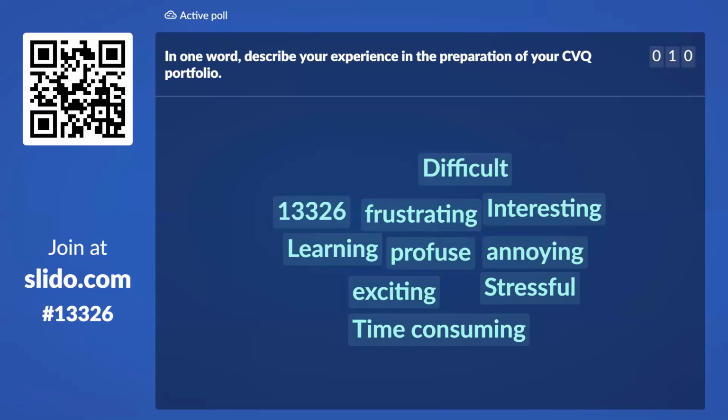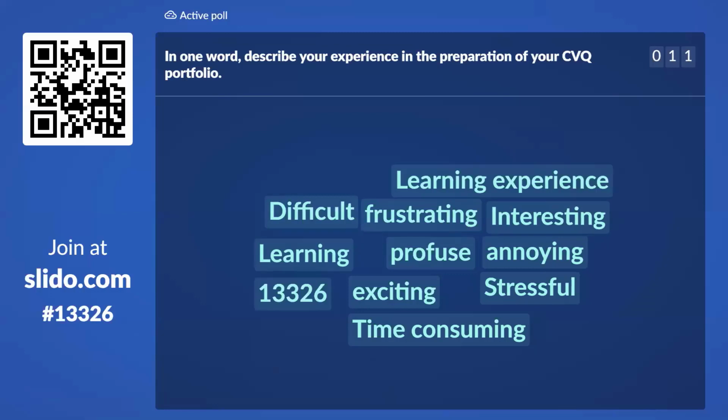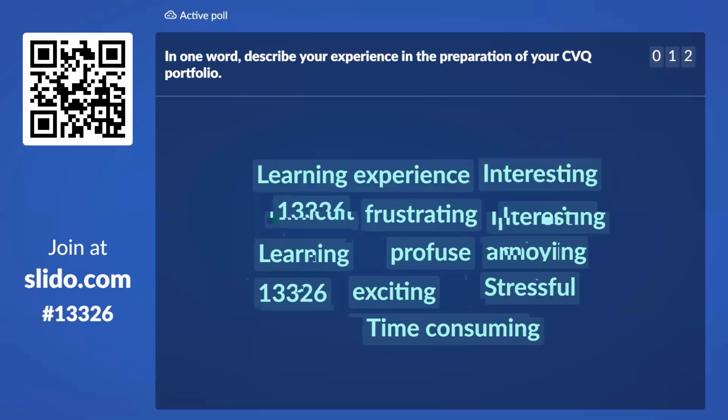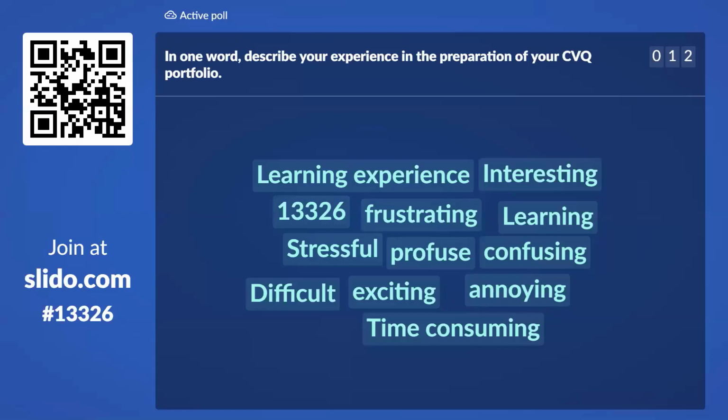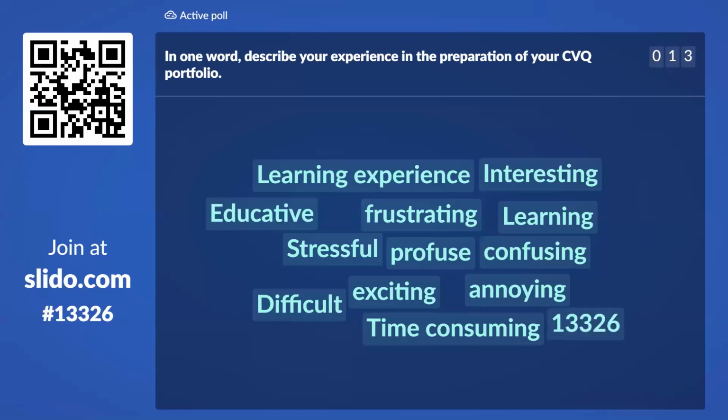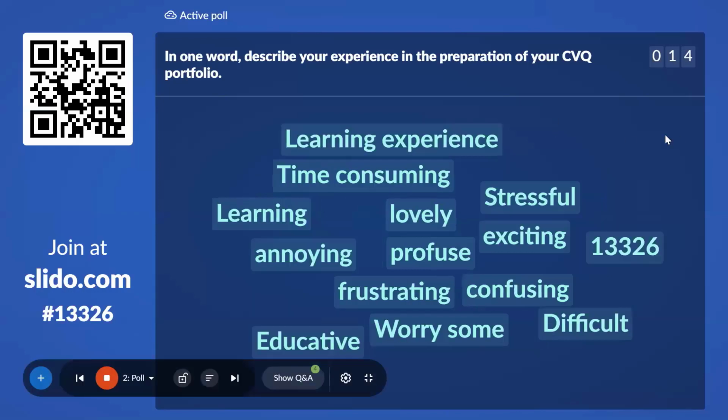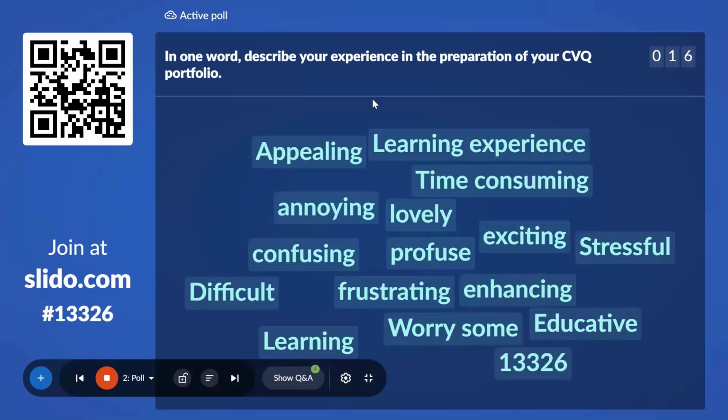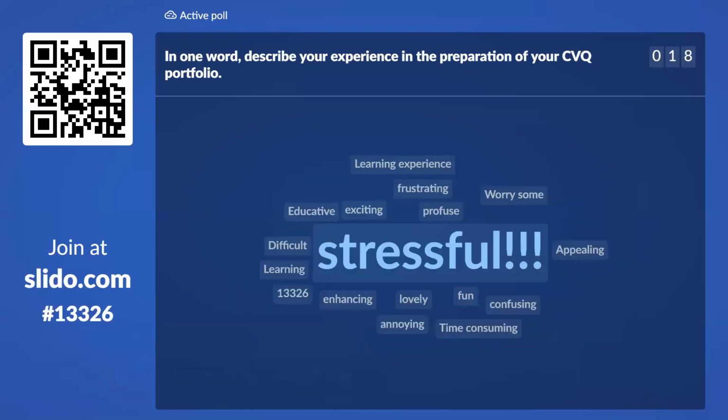I see exciting. It would be exciting for me because I love these things. It's like an adrenaline rush. Difficult, annoying. Your learning is annoying? No, I don't want you to feel that way about your learning. And confusing. No. Oh, somebody said it's rather educational. Yes, it is. Appealing. It should be. It should be lovely. Lovely. It is worrying. Okay, difficult. I wonder what causes it to be difficult.